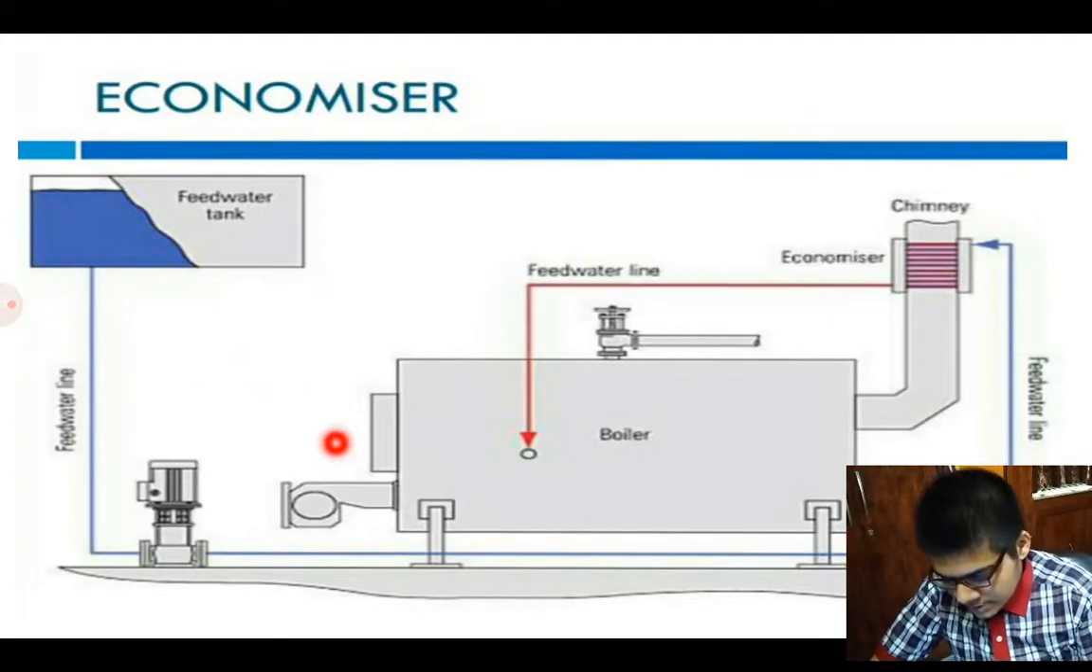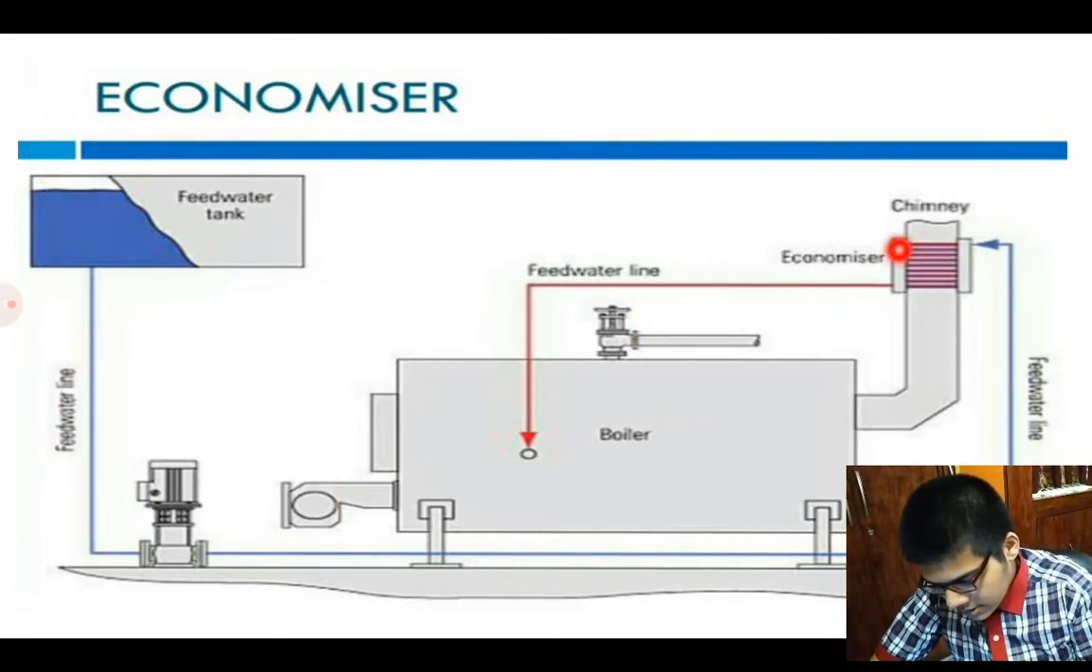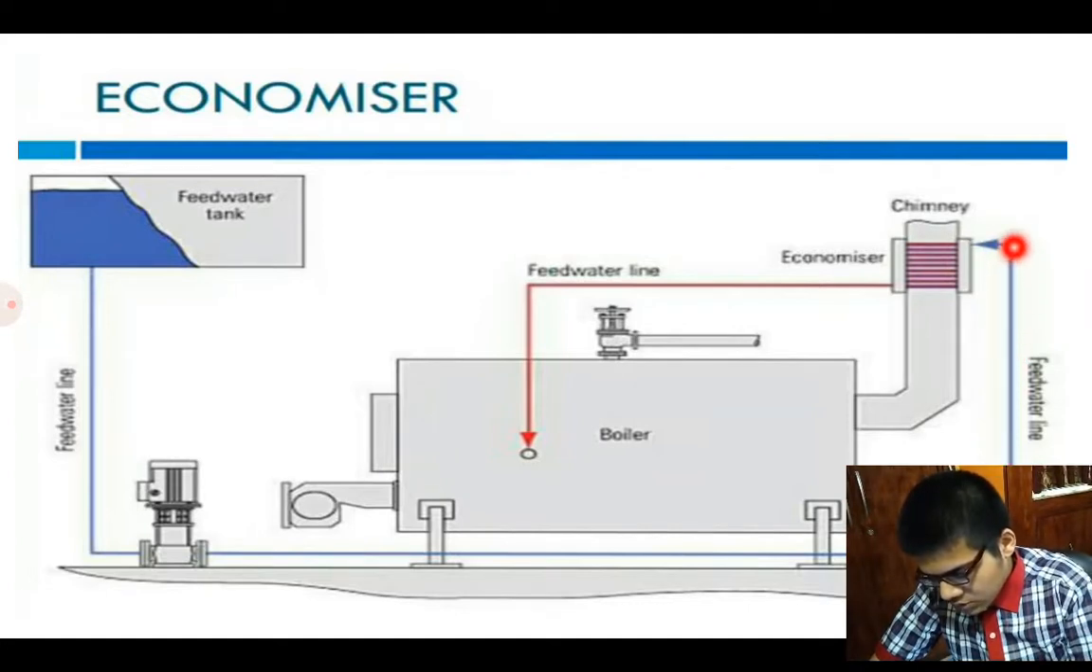This is a diagram of an economizer. Here you can see the feed water tank and the feed water line. Here is the chimney and here is the economizer. The economizer takes all the heat energy from the flue gases and transfers it to the feed water line going to the boiler so that it can be reused.